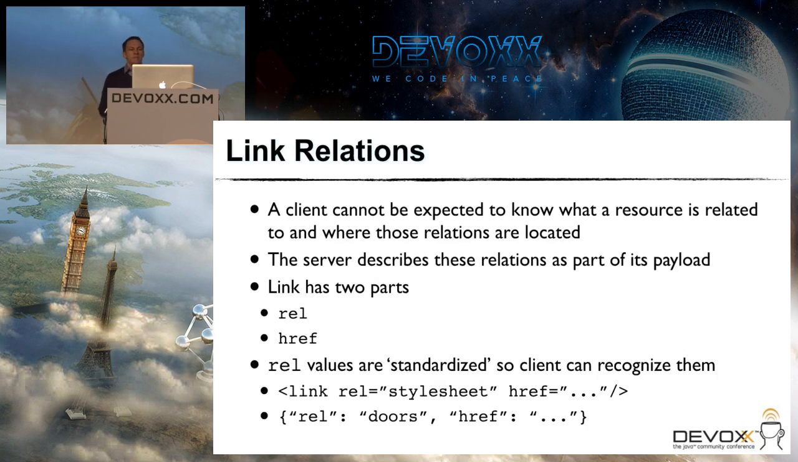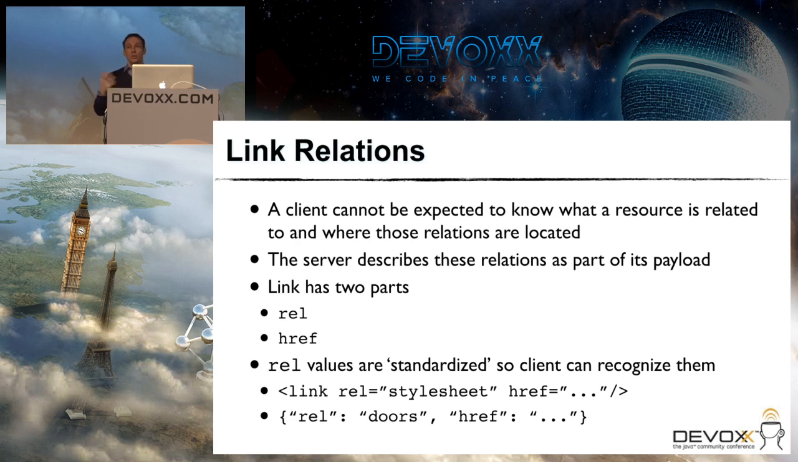And the more interesting bit of it, link relations. As we said, the client can't be required to know where a door is, so the server describes this as part of the payload. A link. A link has two sort of required parts, although, again, there is no standard around this. This is more sort of accepted de facto standardization. A rel, what the relation actually is, and an href. So the rel values are standardized. And when I say standardized, I don't mean at the W3C or something.